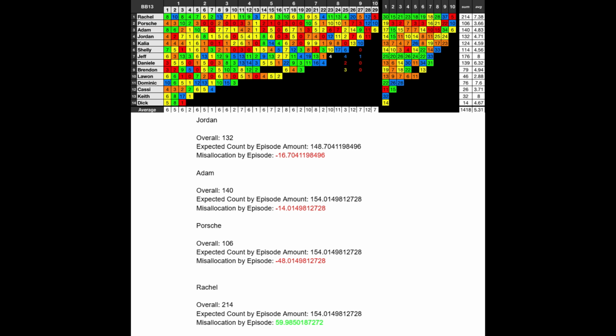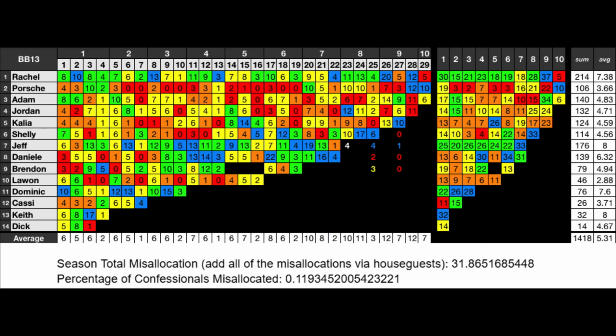Rachel was able to get 214 diary rooms, and she has an expected count by episode amount of 154, where she has a misallocation by episode amount of 59.98. So essentially, 60 more diary rooms than she should have, and her distribution is very bloated. So you will notice the huge distribution issues here.